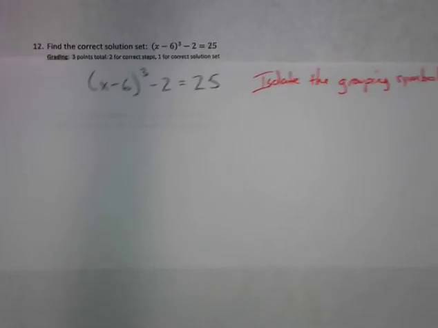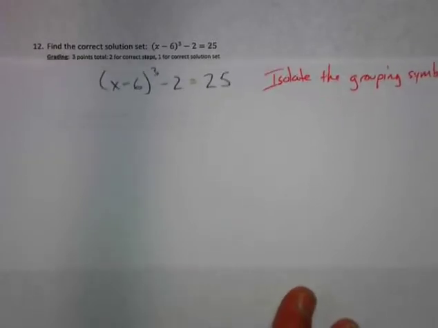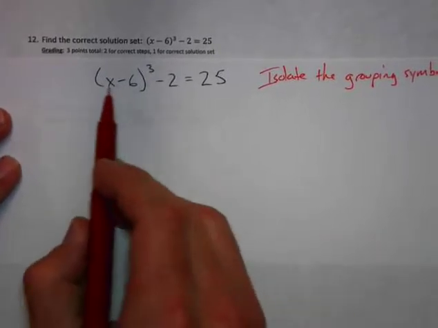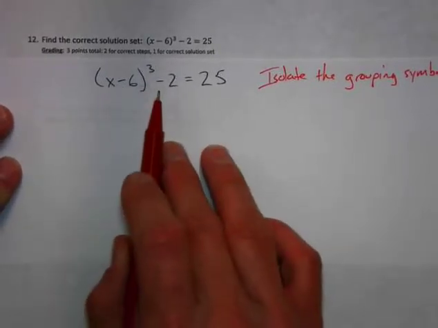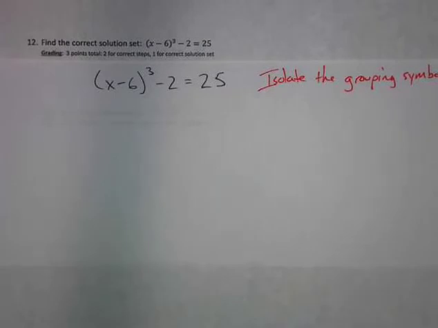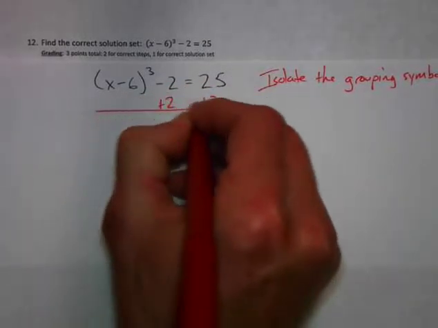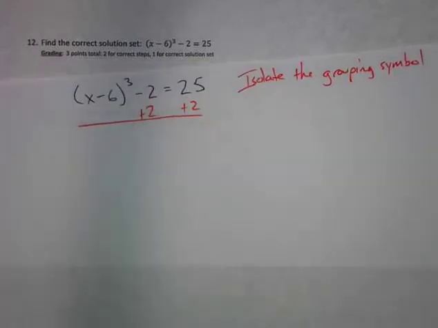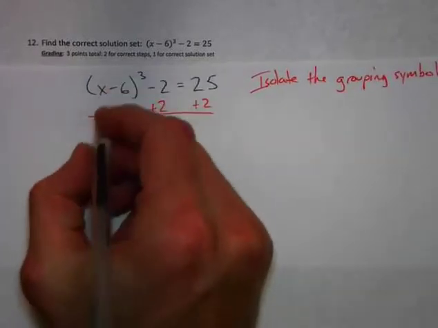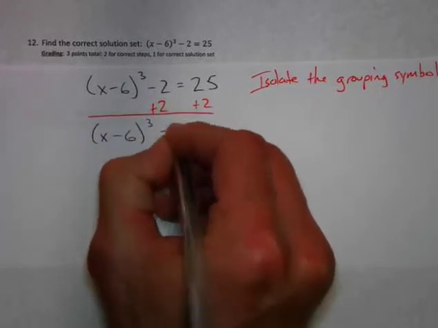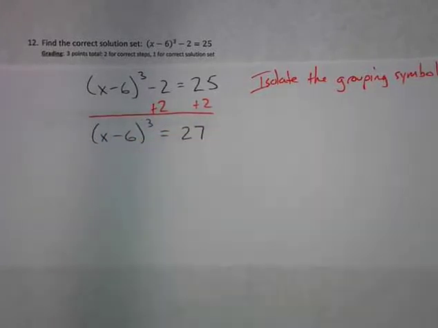All right, so in this case, for number 12, to isolate the grouping symbol, here's our grouping symbol, we have to get rid of that minus 2. How do we get rid of a minus 2? With a plus 2. So we're going to add 2 on both sides. Remember, this is the first step. We undo the grouping symbol. And we'll be left with x minus 6 to the third power equaling 27. Now our grouping symbol is isolated. That's what we wanted.